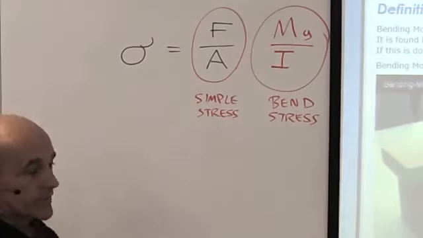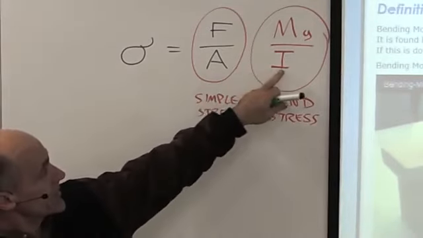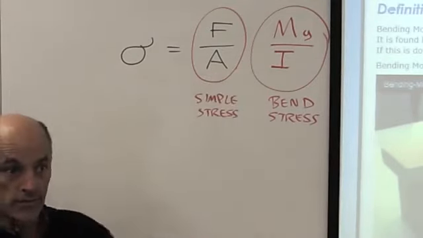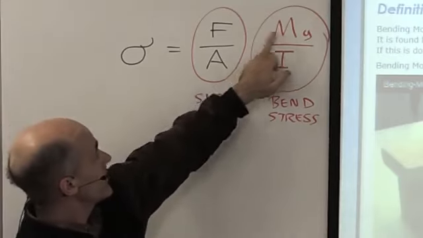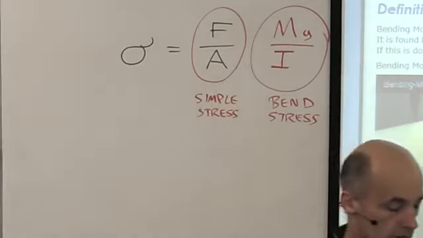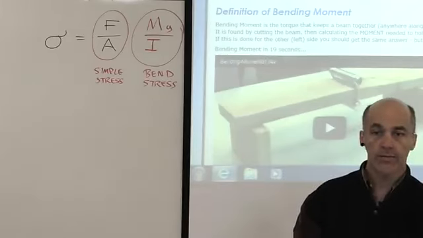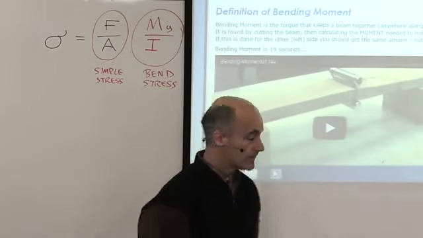Bending stress, simple stress. So you can see there's similarities between I and A. That's an area number, and the M is related to the force. It's what are we doing to the beam? How much force is being applied to the beam?